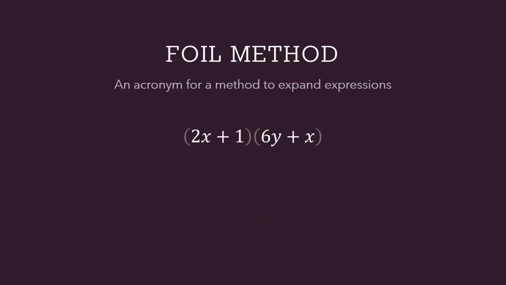So this is a great opportunity to introduce the FOIL method, which is just a method to expand expressions. This is not like the problems we have been working with. Here we have two sets of parentheses, which makes the problem a little more difficult, and it makes you wonder where you start first. FOIL is just an acronym, and each letter stands for something. I'll just write that out here. The F stands for first. O stands for outside. I stands for inside. And L stands for last.